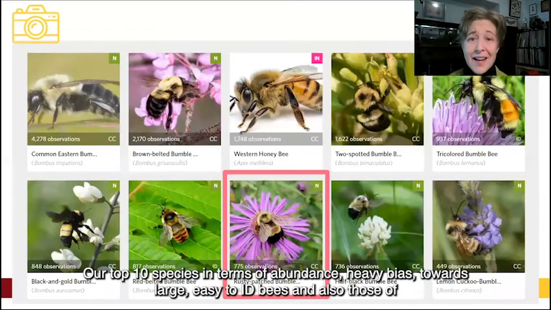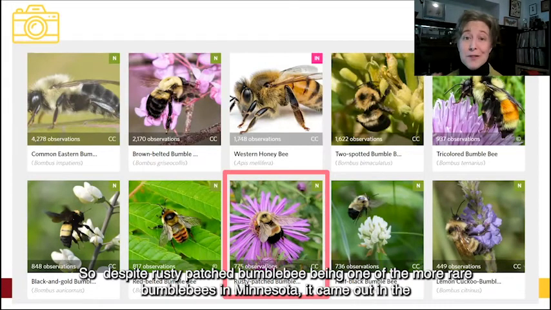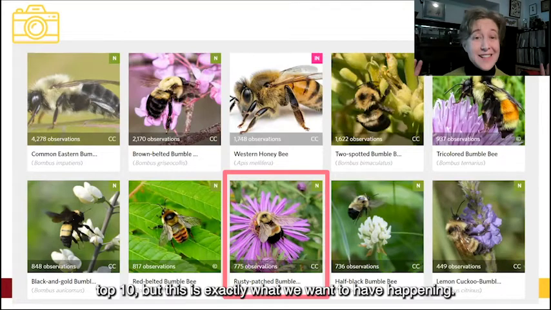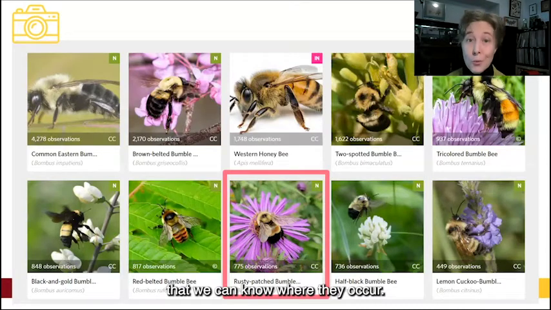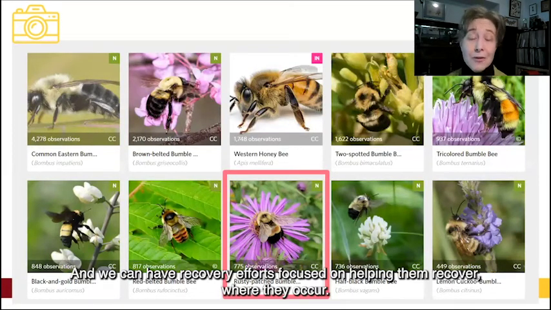Our top 10 species in terms of abundance show a heavy bias towards large, easy to ID bees, and also bees of public interest. So despite rusty patch bumblebee being one of the more rare bumblebees in Minnesota, it came out in the top 10. But this is exactly what we want to have happening. We want to have more observations, and any observation we can have of the rusty patch bumblebee, so that we can know where they occur, and we can have recovery efforts focused on helping them recover where they occur.